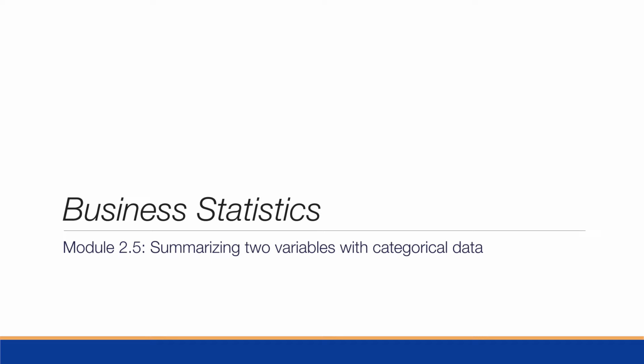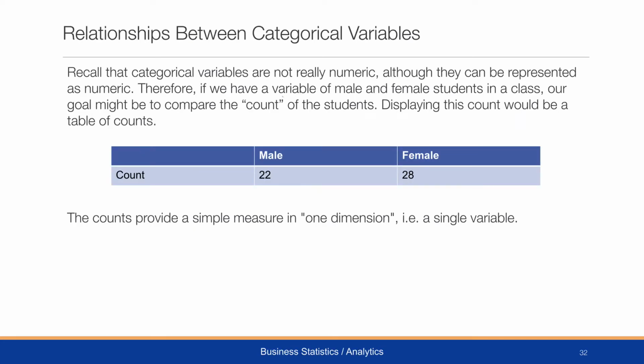Now, what if we have two variables with categorical data that we want to compare and analyze? Well, since they're really not numeric, we can represent something numeric about them, and that would be their counts. Therefore, if we have a variable, male and female students in our class, a goal might be to compare the count of students, 22 male, 28 female, and display this as a table of counts. This provides what we call a one-dimension observation of the variables.